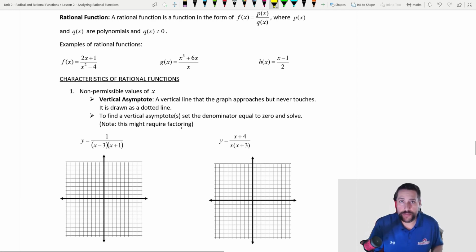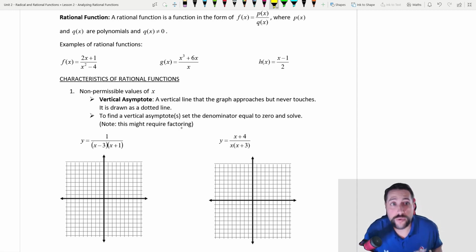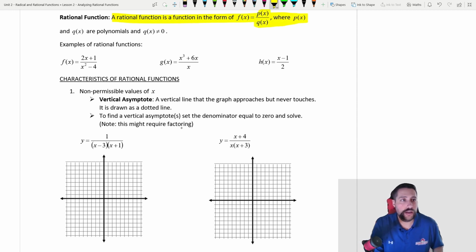Let's get started. A rational function is a function in the form of f of x is equal to p of x over q of x, where p of x and q of x are polynomials, and q of x is not equal to 0. So let's go ahead and highlight that because that's kind of important for us to know.